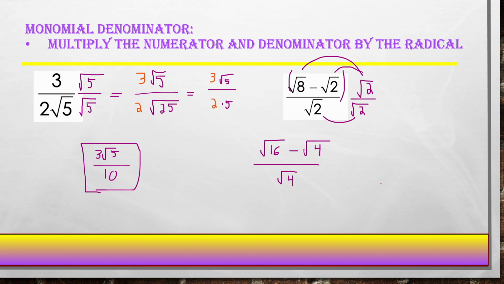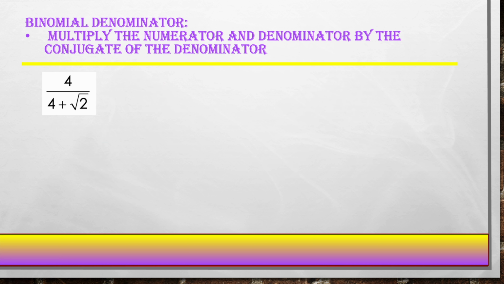And what's nice with this is these are all perfect squares. So the square root of 16 is 4, and the square root of 4 is 2. And now we can just rewrite the problem as 2 over 2, which is the same thing as 1. So if you have the square root on the bottom here, you always want to multiply that square root on the top and bottom. Where it gets a little bit trickier is when you have a binomial on the bottom. What the binomial means is you have a plus or a minus sign. So it's not just root 2, it's 4 plus root 2.